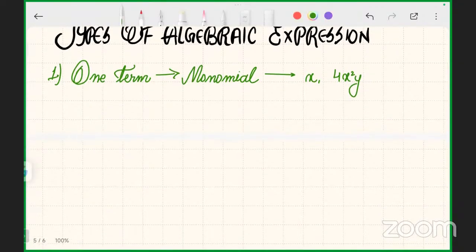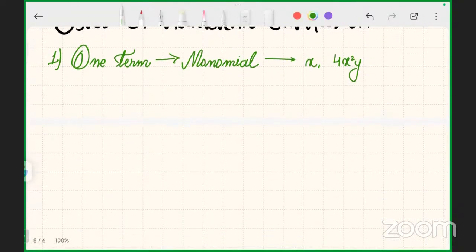So if we have one term, we call it a monomial. If we have two terms, then it is a binomial.